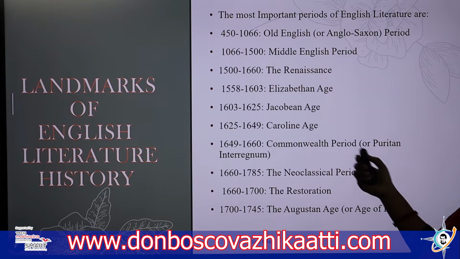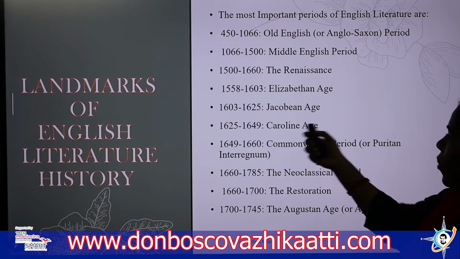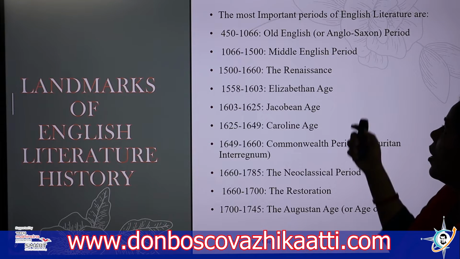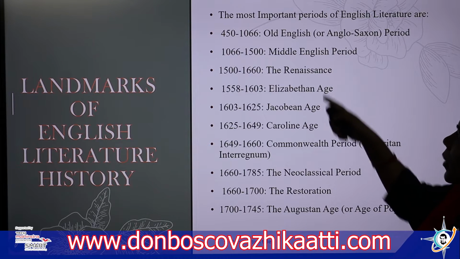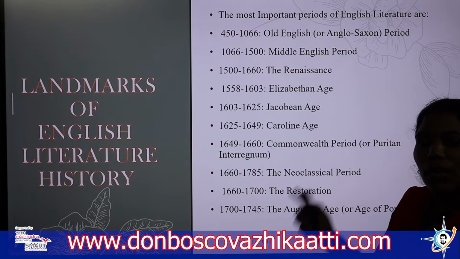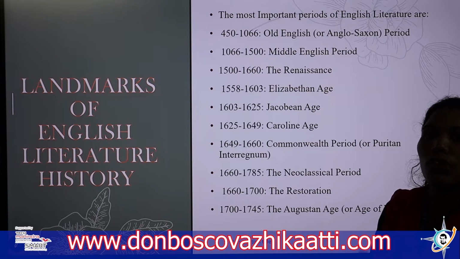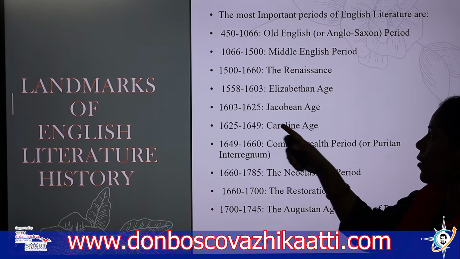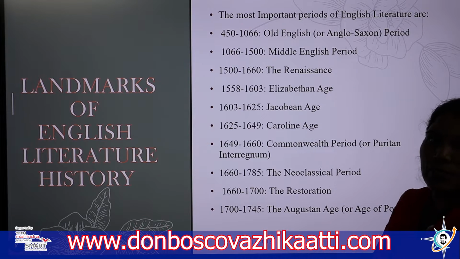Third is Renaissance, Elizabethan age, Jacobean age, Caroline age. See here, there is a difference between Old English and Jacobean and Caroline. For this instance only, I am telling you to refer to the Social History of England book. What is Elizabethan, what is Jacobean, what is Caroline, in the sense?